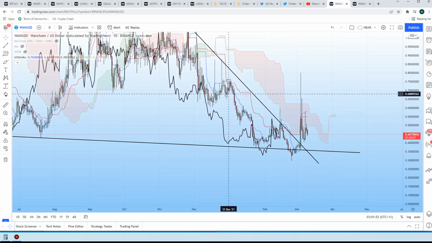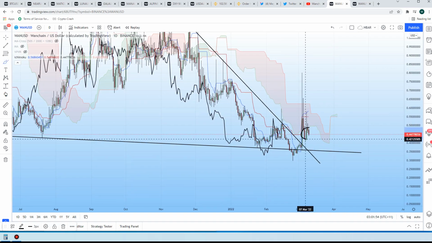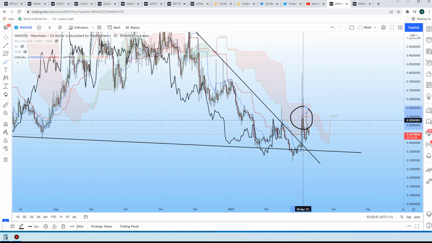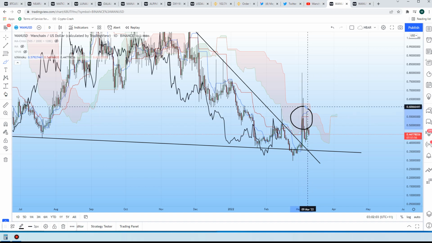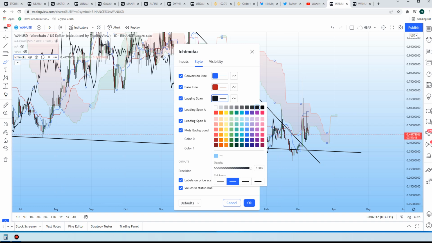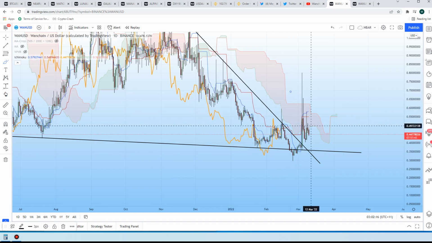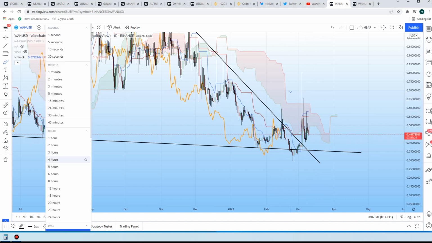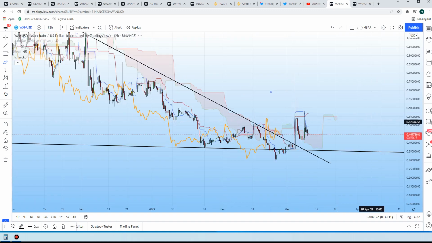What we are seeing here on Wanchain is rejection from the clouds. Of course, the cloud is a no trade zone. So if you were in this range here and you were buying Wanchain in this pump, you were trading incorrectly according to the Ichimoku cloud. You want to buy only when the lagging span, this black line, actually I might change it, let's go orange, is over the clouds and the price is over the clouds and the conversion line. So let's take a look at the 12 hours. We can see a little bit more what's happening.